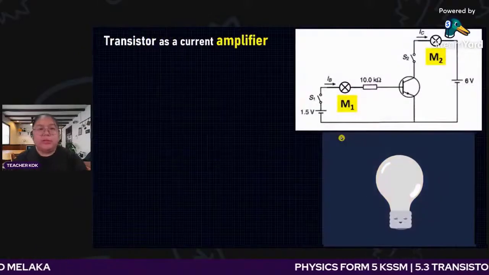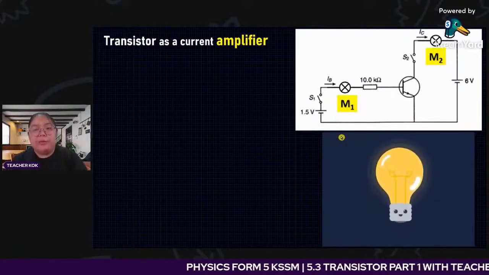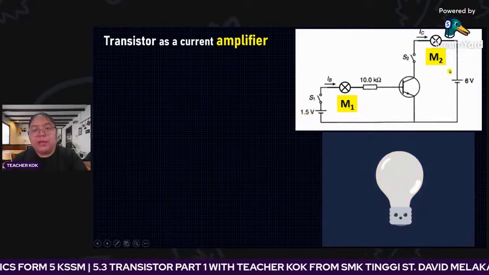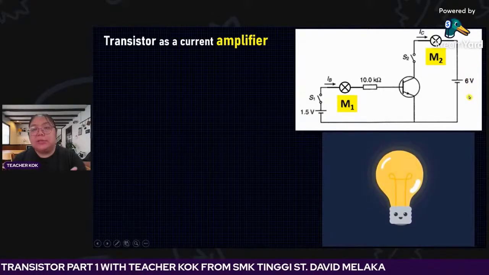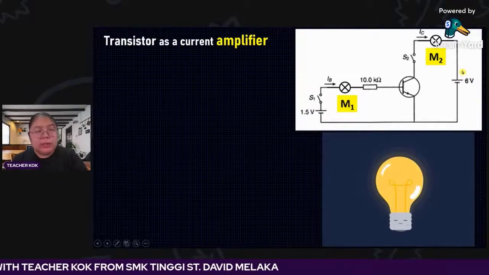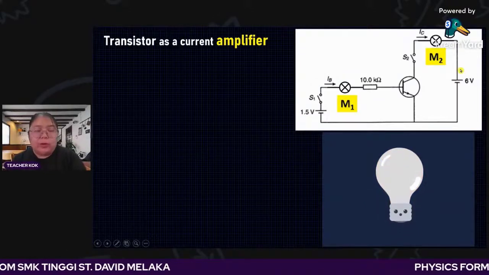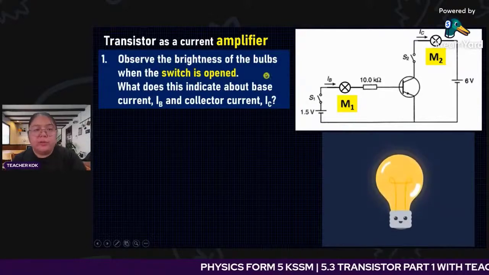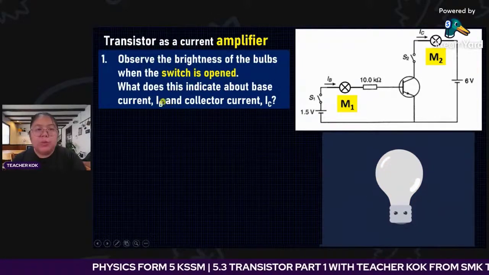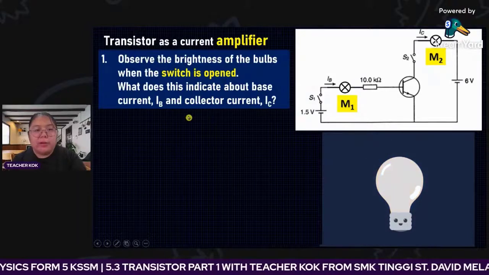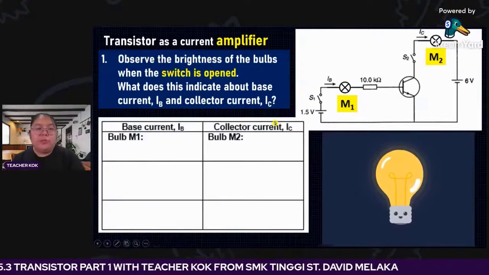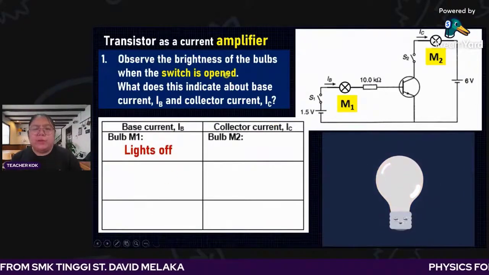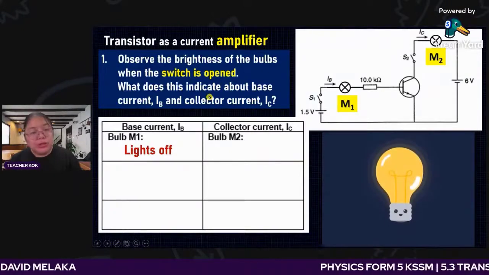Okay, so now the transistor as an amplifier. As an amplifier, you see the potential difference for the base is only 1.5, while the potential difference in the collector circuit is 6 volts. So they are always a bigger voltage. Why? Because they want to pull the electrons. So from here, the transistor can become an amplifier. Observe the brightness of the bulb. When the switch is open, what does this indicate about the base current and also the collector current? The answer is, when the switch is open, it means nothing, they never join the circuit.